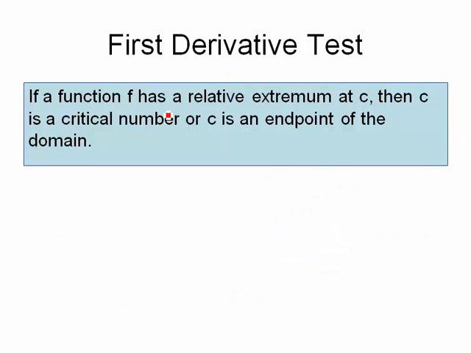If a function f has a relative extremum, when I say extremum, that means it can be a maximum or a minimum. If it has a relative extremum at c, then c is a critical number, or c is the endpoint of the domain. If you think about it, if we have something like this, the horizontal tangent there is going to have a slope of 0. It could also be the case that it's something like this, in which case it could be an endpoint that's greater than all the things in a neighborhood nearby.